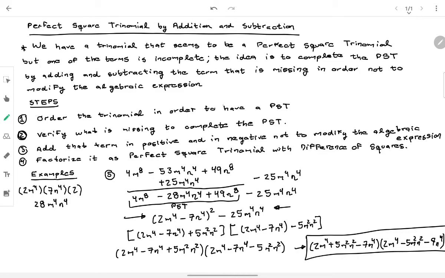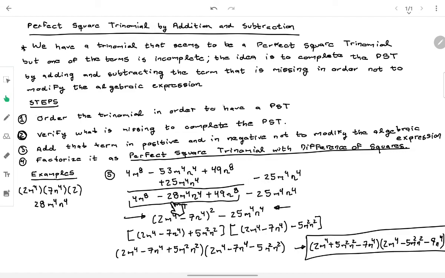So this topic, perfect square trinomial by addition and subtraction, it's not difficult. It's only adding and subtracting something that will complete my perfect square trinomial in order to do an exercise of perfect square trinomial with difference of squares. So after having my perfect square trinomial, it will be a perfect square trinomial with difference of squares exercise. So one last part, we complete the perfect square trinomial. Remember, we need to add and subtract the same term.